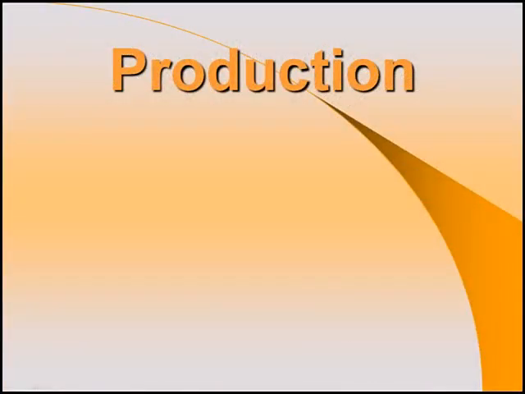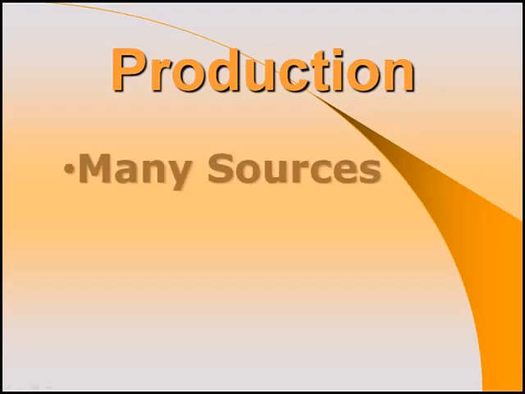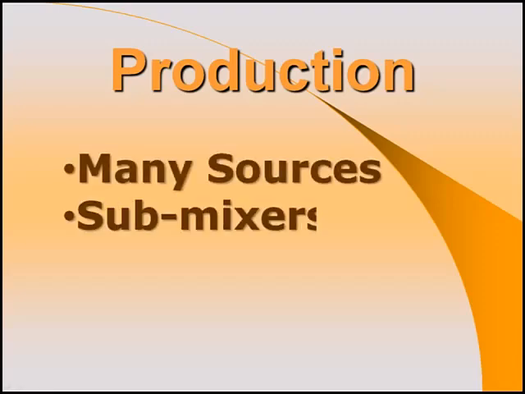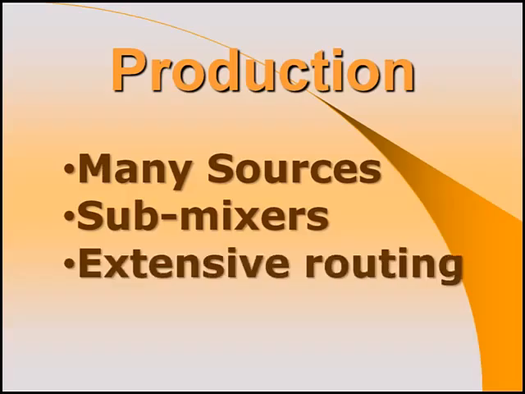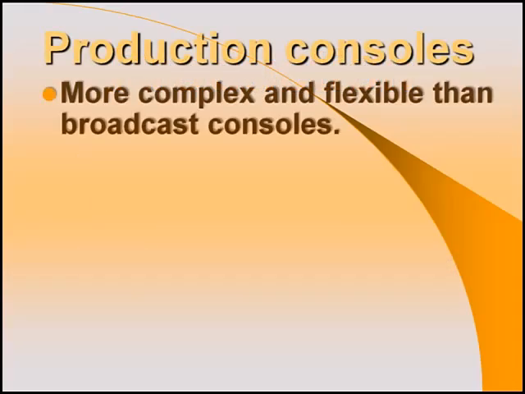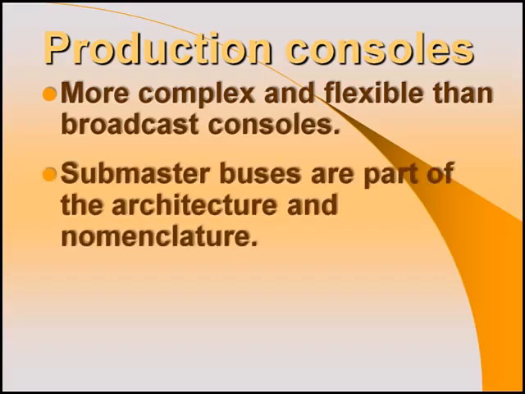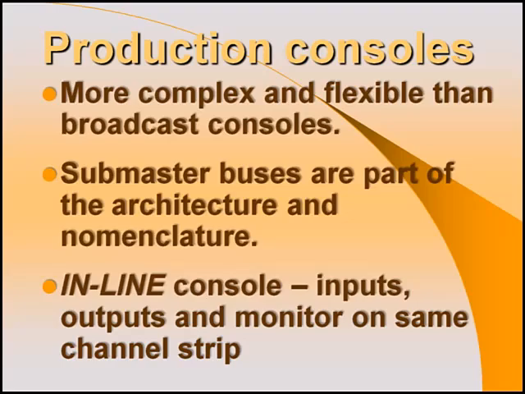Compared to our broadcast console, a production console can usually accept many more sources. It almost always provides the ability to submix and the routing capabilities are usually much more extensive in production consoles. Production consoles are therefore more complex than broadcast consoles, and any sub-mastering buses are part of the architecture and the nomenclature for the console. Instead of being split-section consoles like the broadcast consoles, production consoles are usually inline consoles, which means that they have inputs, outputs, and monitor capability all in the same channel strip.